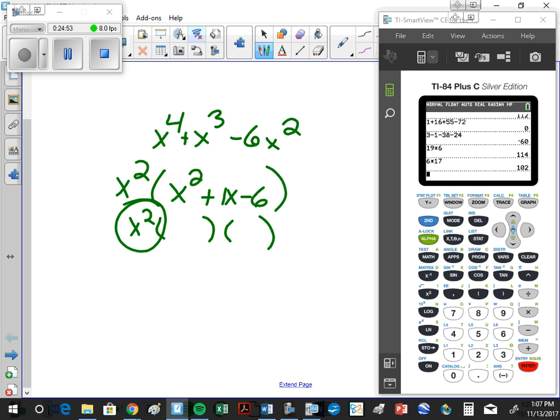What are the roots for x squared? 0 and 0. It's like having 0 twice. Graphically, what does it look like when you have 0 twice? It bounces. So this graph bounces at 0, and then it has two other roots that you'll need to find.